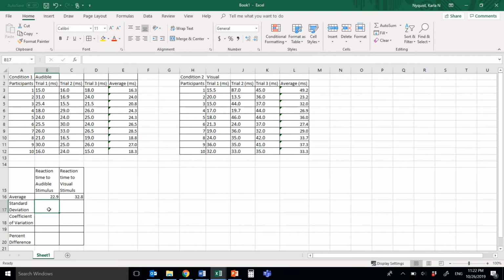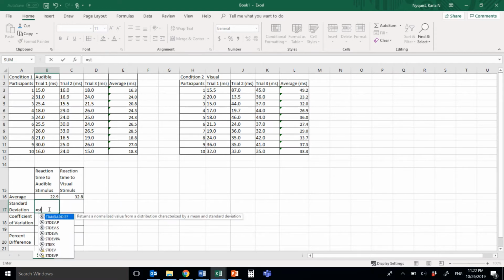Now, standard deviation has a slightly different equation, so it is equals STDEV, and you can see these start to pop up. We want the dot P, so I still type it, but it shows me my choices. Open parentheses. Now in this case, because standard deviation is showing you a range of how spread out the data is, we're going to actually highlight all of the raw data, not the averages. So all of the trials of all of the people, close our parentheses, hit enter.